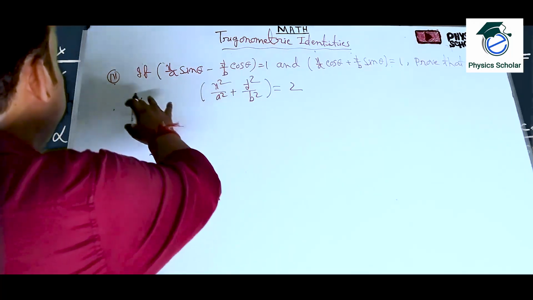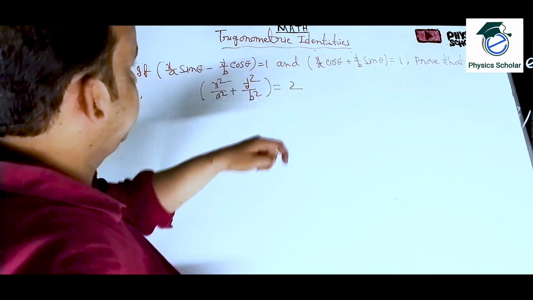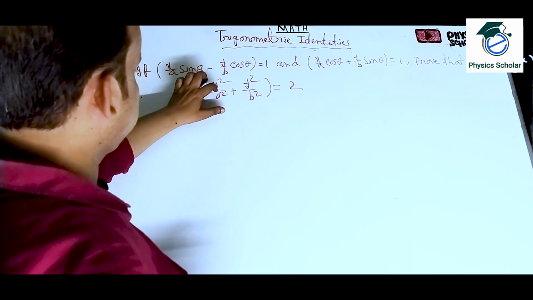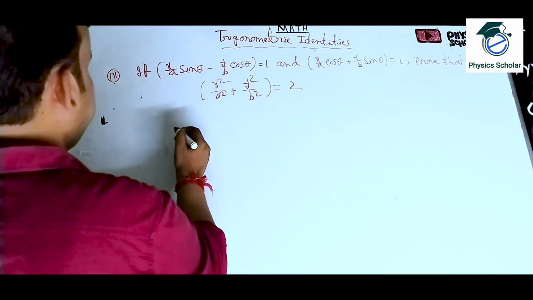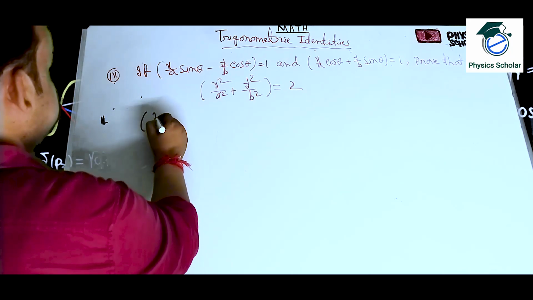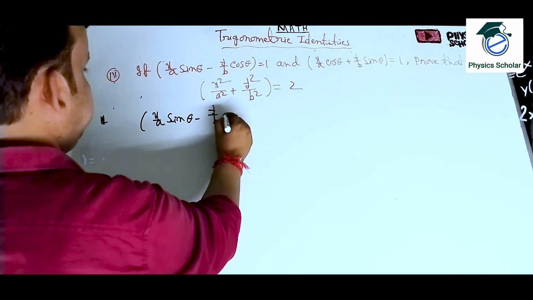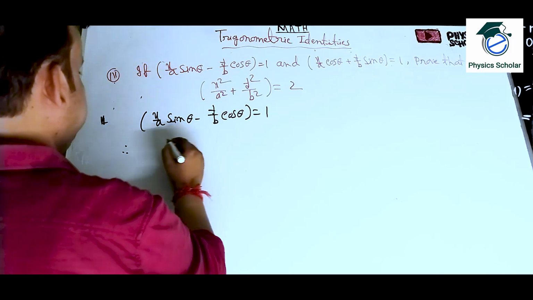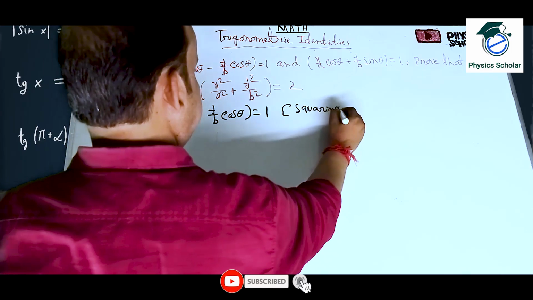So now let us move to the sum number 3. So here x by a sin theta minus y by b cos theta is equal to 1 and x by a cos theta plus y by b sin theta is equal to 1. We have to prove x square by a square plus y square by b square is equal to 2. Clear? Now what we can do here? So let x by a sin theta minus y by b cos theta is equal to 1. So squaring, what we can do? Squaring both sides.